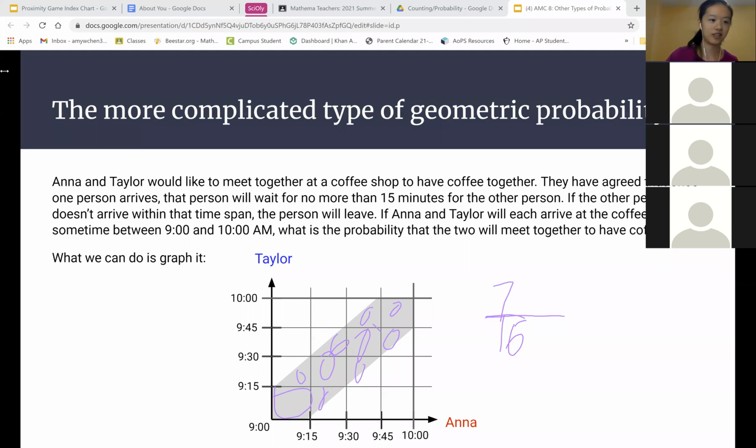I'm going to wait a moment. Okay. Does anyone have any questions? Also, I don't expect you to understand this right away. It was kind of hard for me when I first learned it.